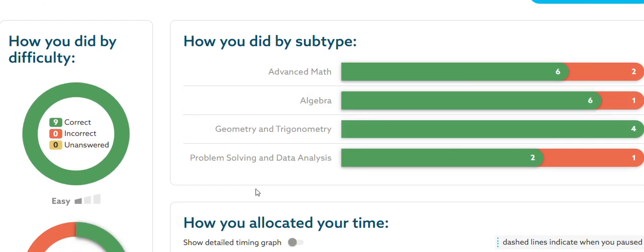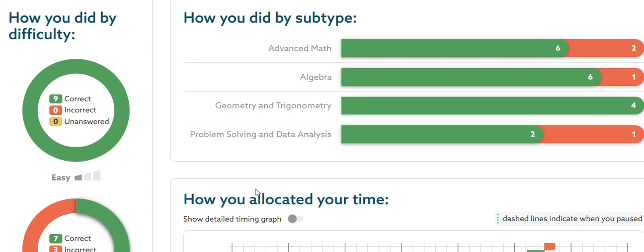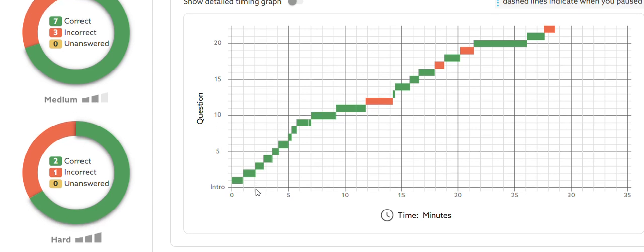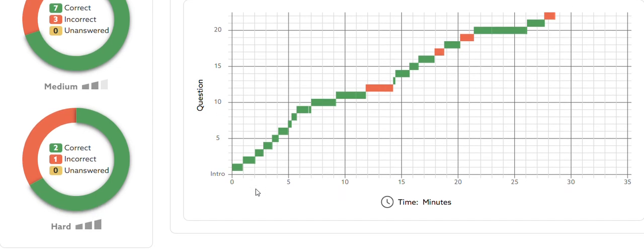I can take a look at the questions by subtype and also by difficulty. And when I scroll down, I can also see how much time I spent on each of the questions. This helps me understand that when I spend a lot of time on certain questions, I'm still getting them wrong.